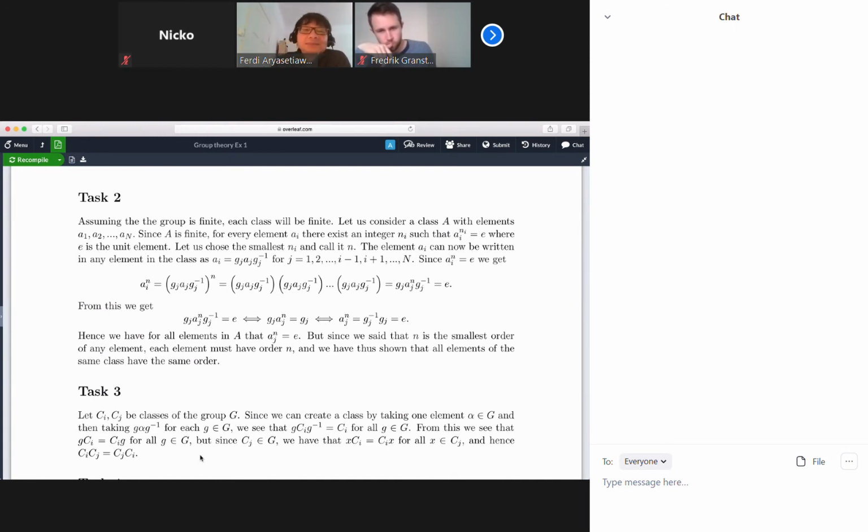So you just sum over the elements in the given class. Actually, it doesn't even have to be a class. Cj, I think, can be anything basically. We already showed here that as long as g is an element in G, then it will commute with the class.